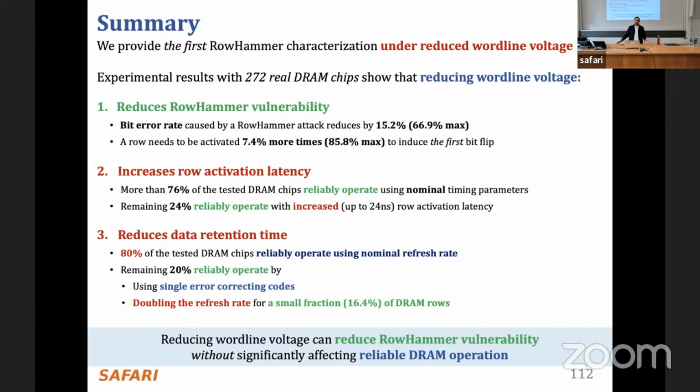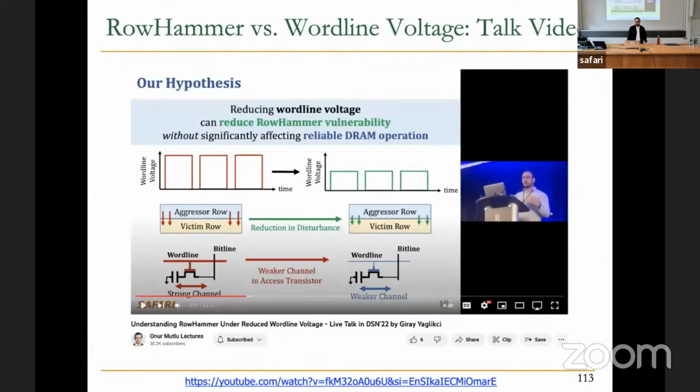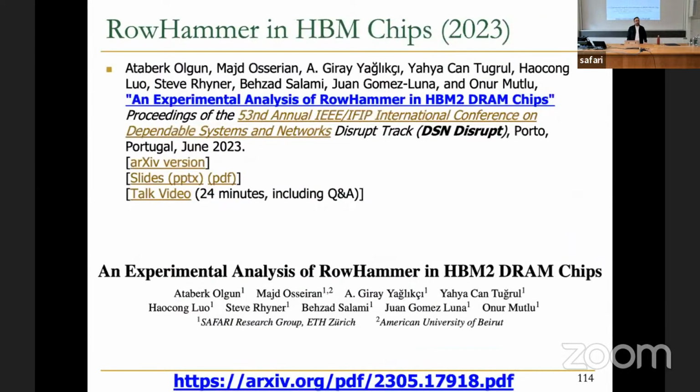But it turns out that the current timing constraints that we get from data sheets already have a very large safety margin called the guard band. So if we just use the nominal timing parameters, everything works fine for most of the chips. So there's a full talk about this as well.